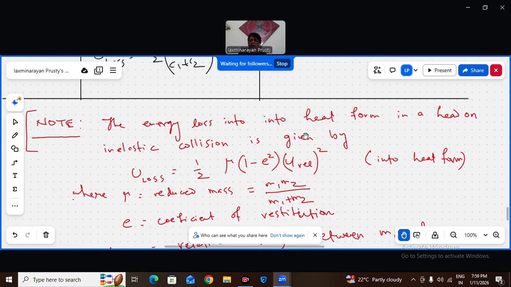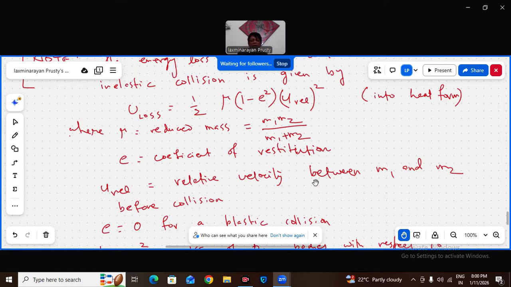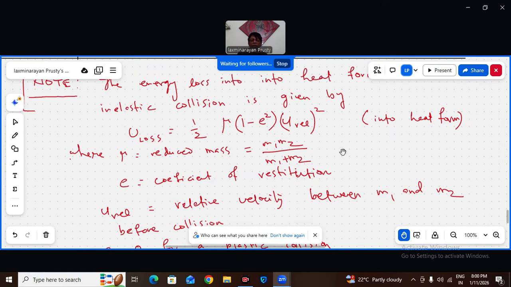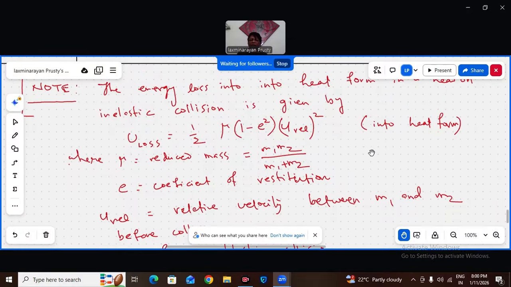Actually, I have to put a note here. In the mechanical system, the energy lost in heat form in a head-on inelastic collision is given by half reduced mass times (1 minus e square) times U relative square. U relative is the relative velocity between m1 and m2 before collision. e is the coefficient of restitution. Reduced mass is m1 m2 by m1 plus m2. So this is the energy loss in heat form.